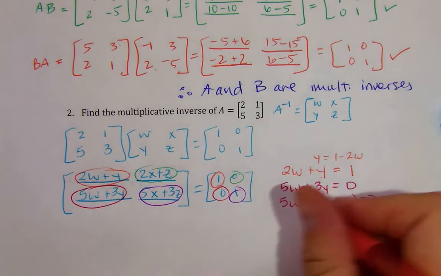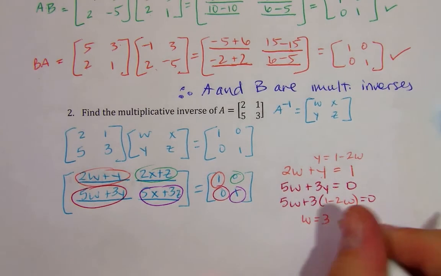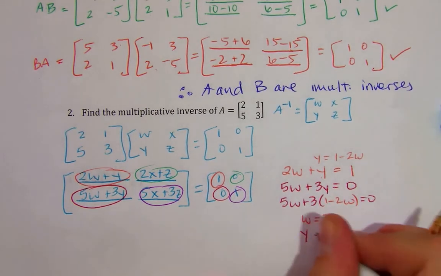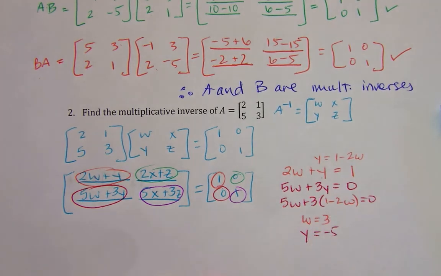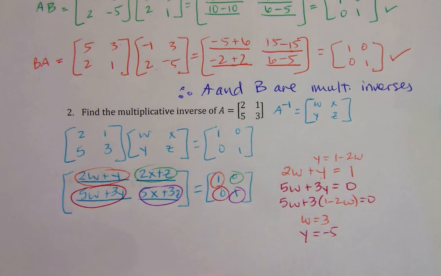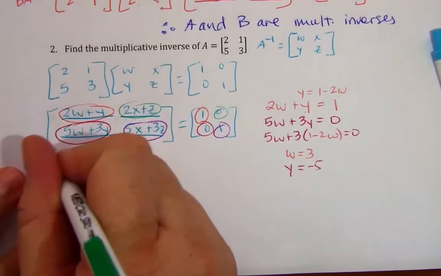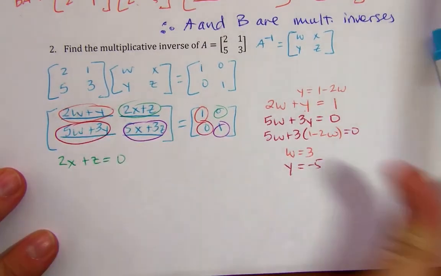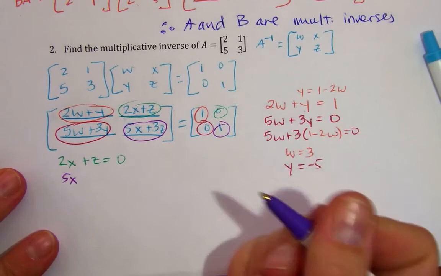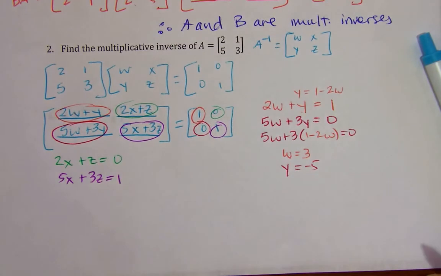And solving here, we end up with w equals 3, and then plugging that back in, y would be equal to 1 minus 2 times 3, negative 5. And then we can do the same thing with these other two equations. So I can set up having 2x plus z is equal to 0, and 5x plus 3z equals 1. And again, I think substitution is going to be best.